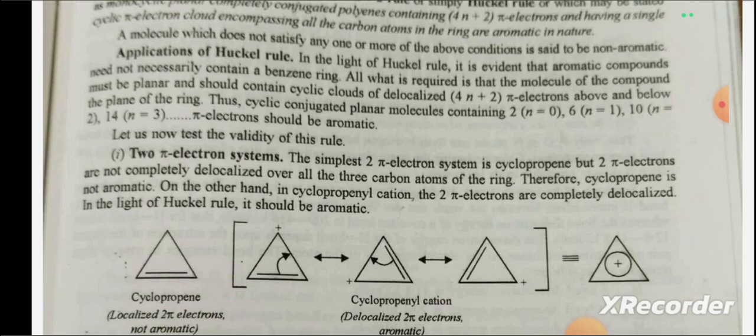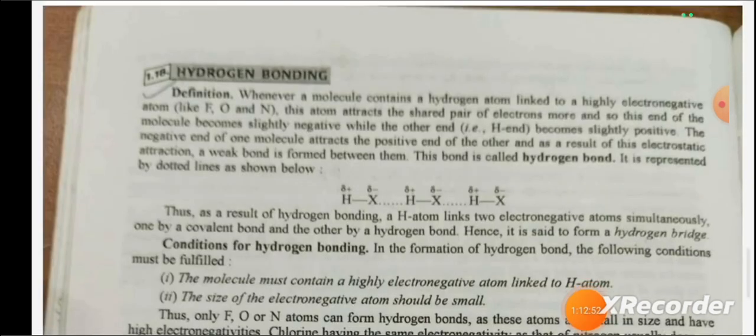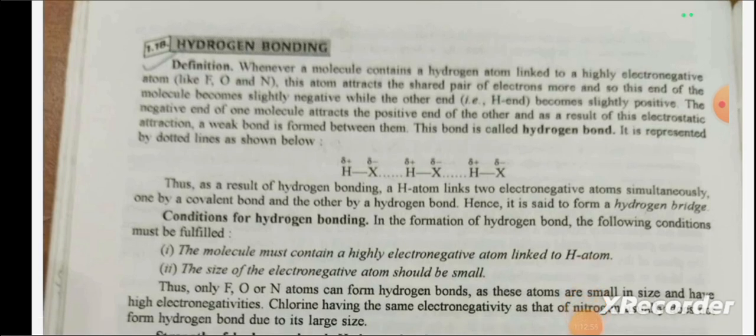Hydrogen bonding definition. Whenever a molecule contains a hydrogen atom linked to a highly electronegative atom, this atom attracts the shared pair of electrons more, so this end of the molecule becomes slightly negative while the other end becomes slightly positive. The negative end of the molecule attracts the positive end of the other molecule, resulting in electrostatic attraction. A weak bond is formed between them. This bond is called a hydrogen bond. This is represented by a dotted line as shown below.